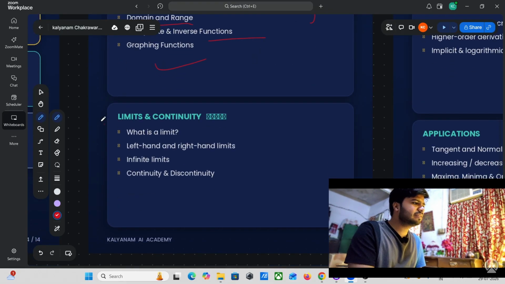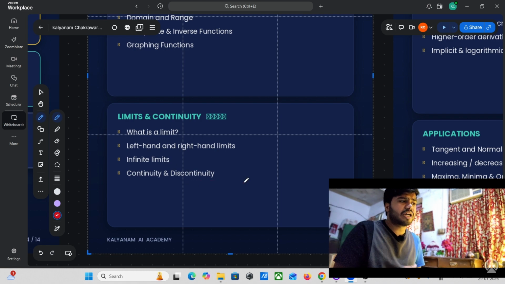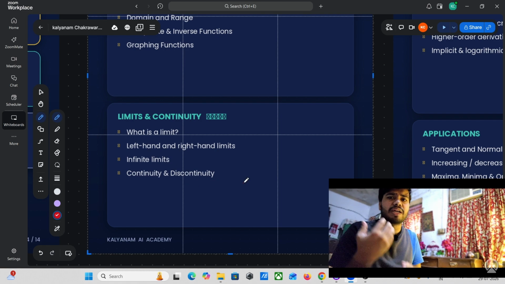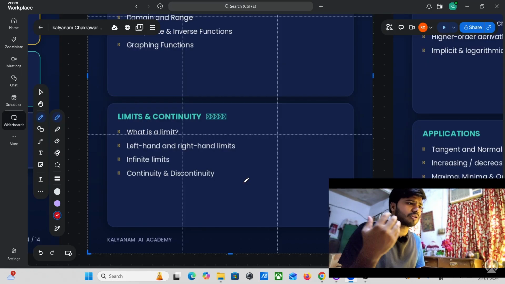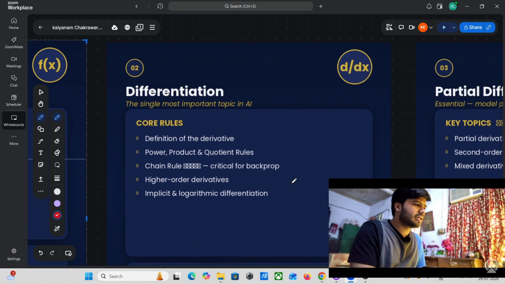And limits and continuity you need to learn: what is a limit, what are left hand and right hand limits, what are infinite limits, and what are continuity and discontinuity, and how they are applicable in practical exposure. And these things complete this part.